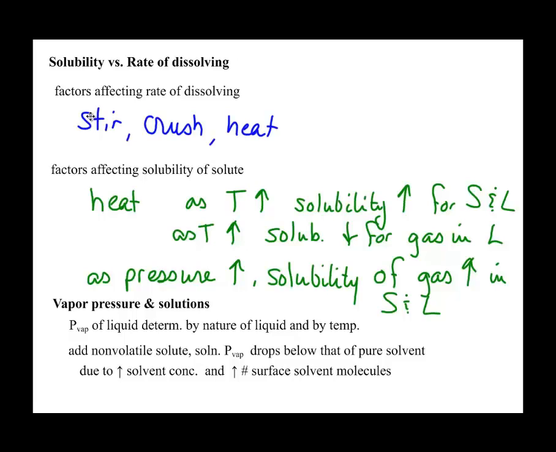And as we see, the vapor pressure of a liquid is determined by the nature of the liquid, and also by the temperature. As the temperature goes up, the vapor pressure of a particular liquid goes up. If we take a look at non-volatile versus volatile solutes, that affects the pressure above our solution compared to the pressure above the pure solvent.